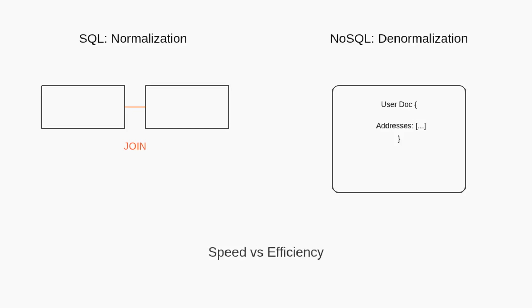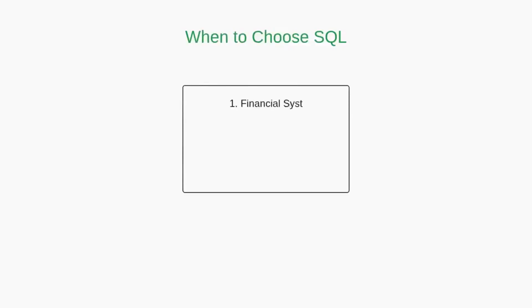SQL optimizes for storage efficiency and consistency, while NoSQL optimizes for speed and developer agility. Which one fits your data's natural shape? SQL truly shines when your data structure is stable and you need complex query capabilities. If you're building an ERP system, a CRM, or a financial platform, the relational model is your best friend.